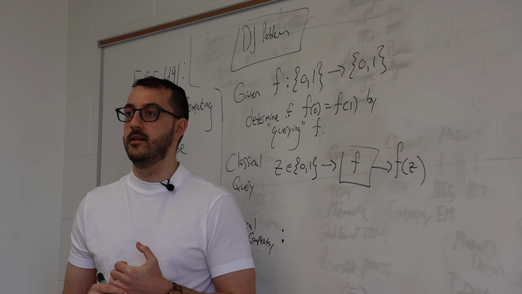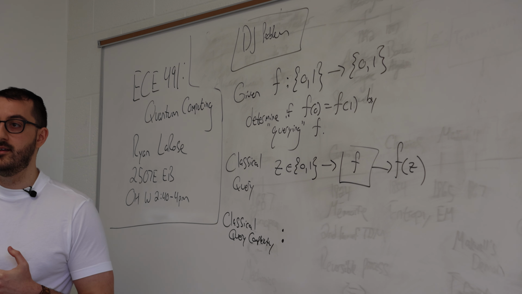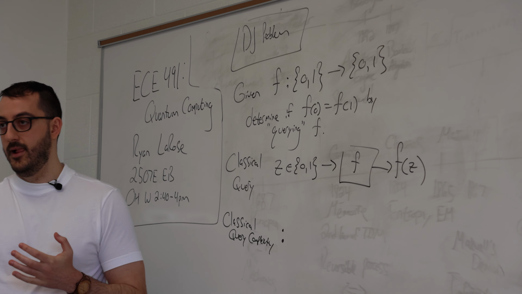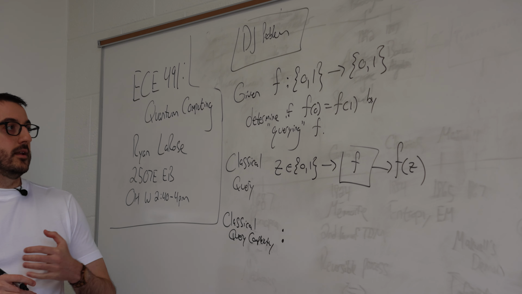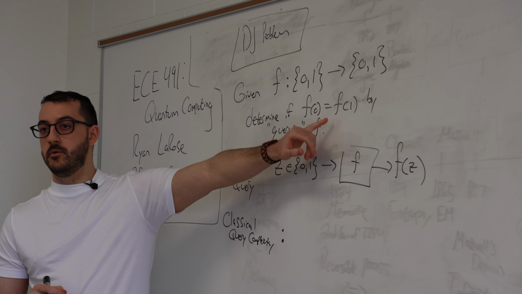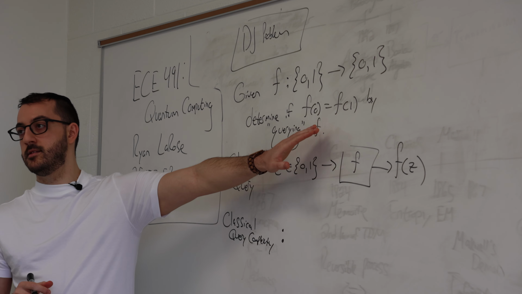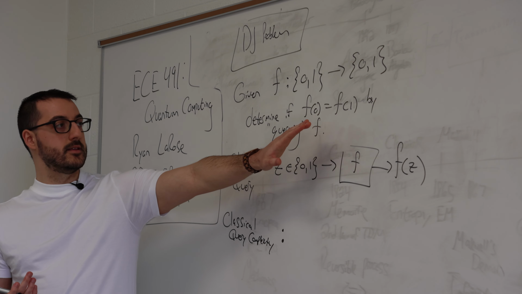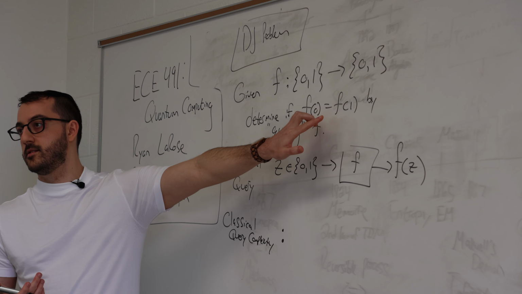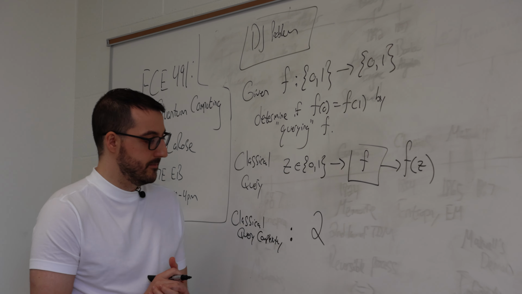Other ideas? 2. 2? Why 2? So you can get f of 0 and f of 1 and compare them? Exactly right. If I just do it with 1, I would know either f of 0 or f of 1. That wouldn't tell me the information I need. So I'm going to have to make at least 2 queries. These are sort of totally independent. So the classical query complexity of this problem is 2.